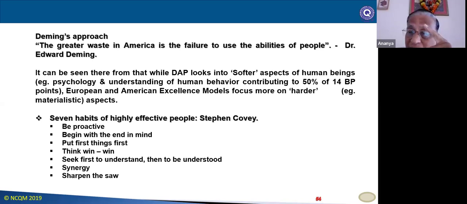Begin with the end in mind. Fantastic. What you want to achieve, think about that and then plan the activity. Just don't start. What we do in India most of the time is, let's start, we will see later what happens. That's what our philosophy. He said nothing doing. You must say what we need to achieve. Then start. Put first thing first. What is important? That is most important.